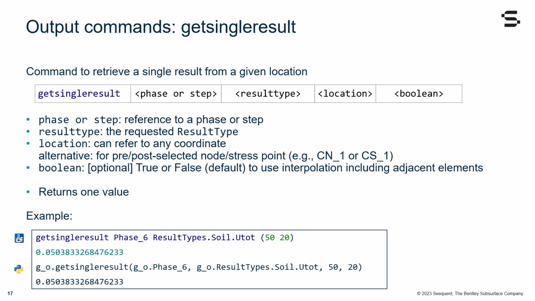location, which can refer to any coordinate, or alternatively, for post or pre-selected node or stress points, for instance, CN1 or CS1. Optionally, a boolean, such as true or false, can be added to use interpolation included adjacent elements for result smoothing. This command returns one value. You can see an example at the bottom of this slide.